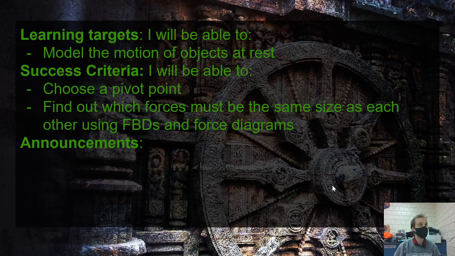So ideally you should be able to model how things that aren't moving don't move. So how's that for a sentence? If you can choose a good pivot point, that is an excellent start, and basically if you can find out which forces need to be the same size as each other, you're in really good shape.